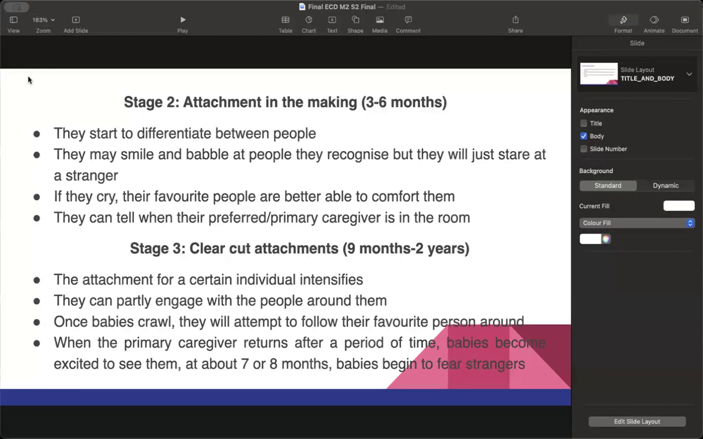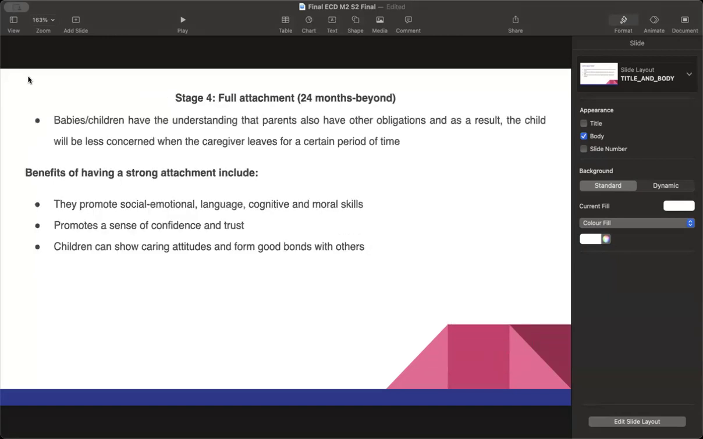All right, so that was a clear-cut attachment that your daughter had with your sister. Okay, awesome. Thanks for sharing that with us, Margaret. All right, so we come now to our final stage of attachment. That is stage 4, and that is full attachment. Next slide, Pedro. There we go.